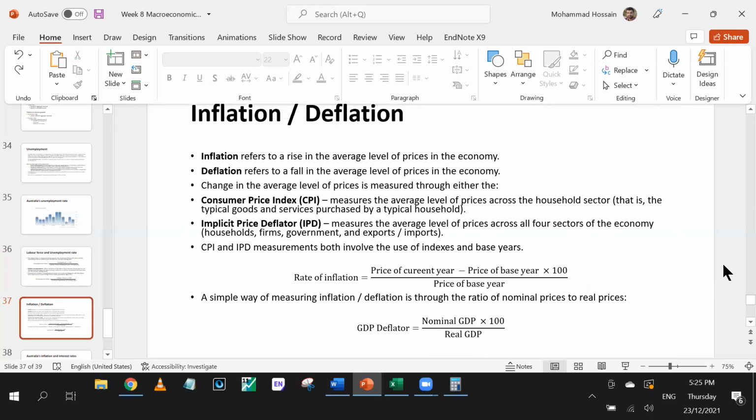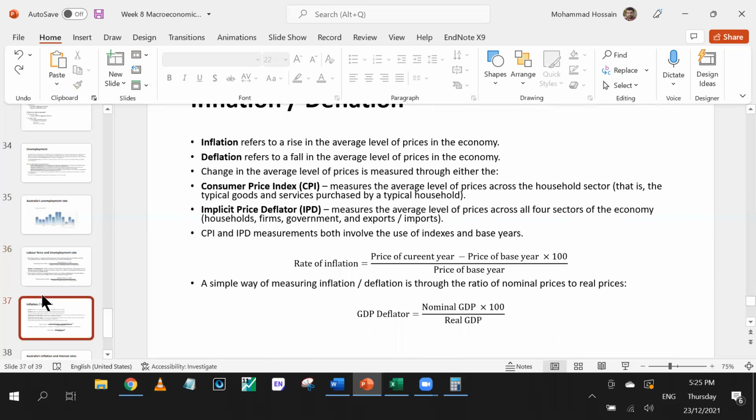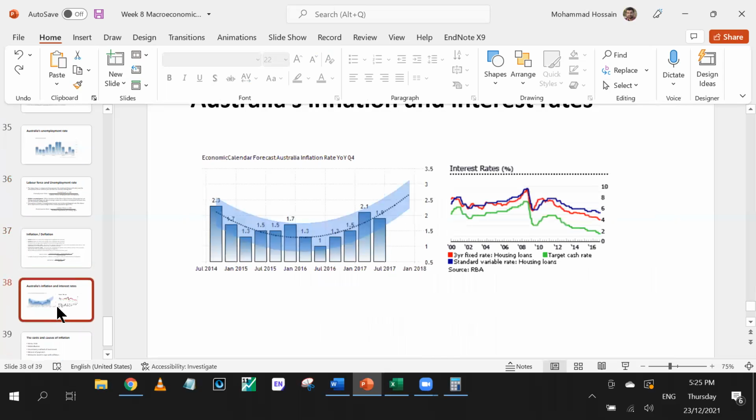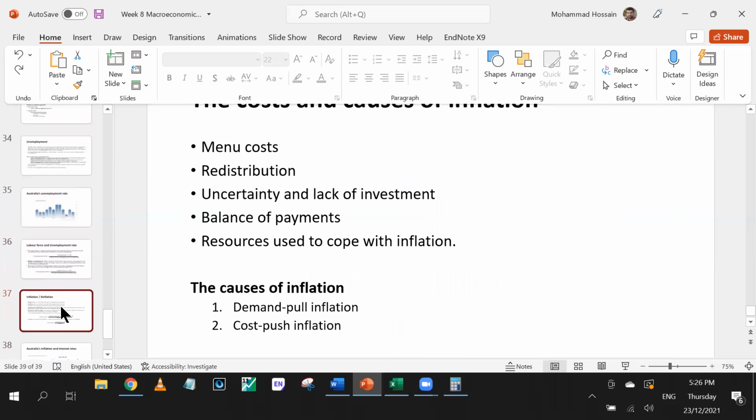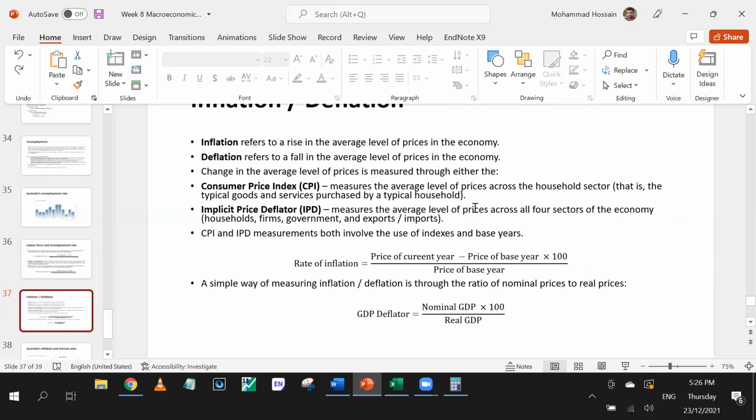All right, I think I will stop it in there for today. Yeah. Okay, I'll stop it in there. Inflation, we have a big chapter on inflation.